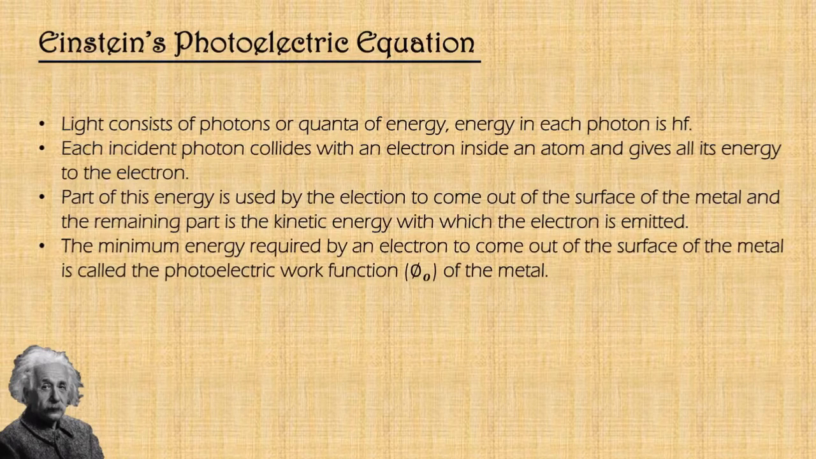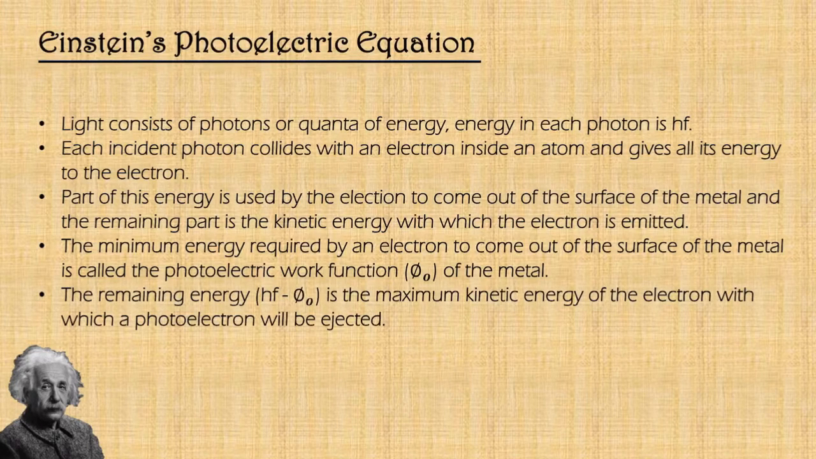The minimum energy required by an electron to come out of the surface of the metal is called the photoelectric work function of the metal. The remaining energy is the maximum kinetic energy of the electron, with which a photoelectron will be ejected.